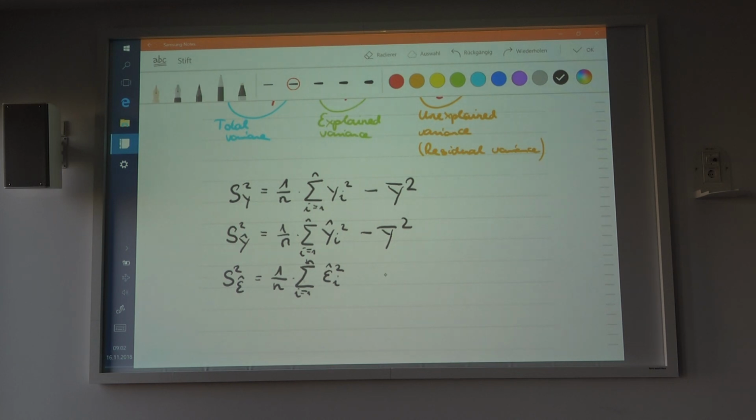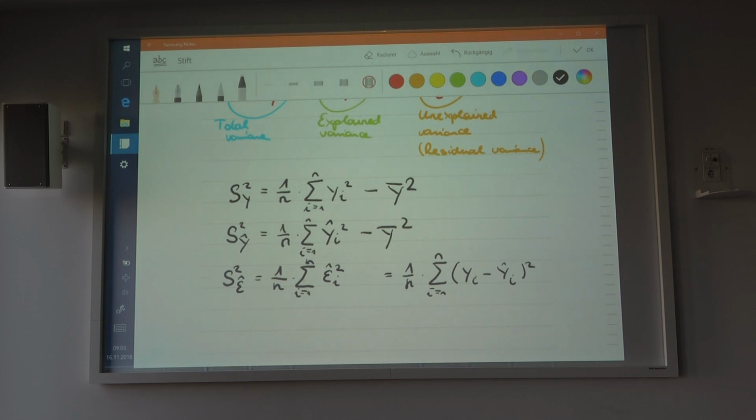Or you can also write it differently. So you have 1 over n times the sum of the squares. And here the residual part is basically equal to the difference of the total part minus the explained part. So if you subtract the explained part from the total part, you get the part that is not explained by the regression model. And this is also called the residual sum of squares.